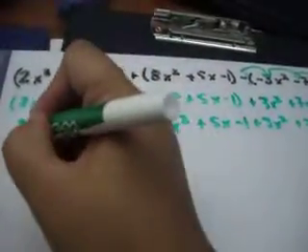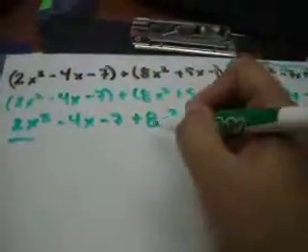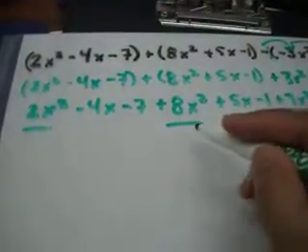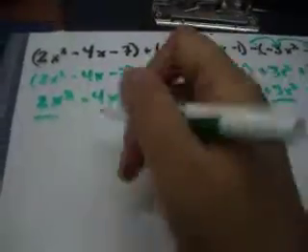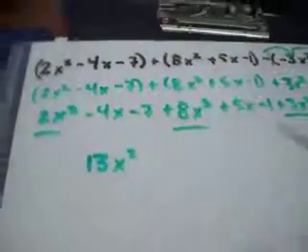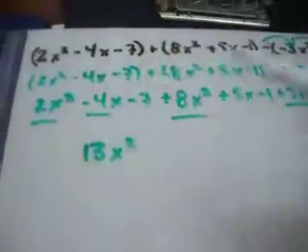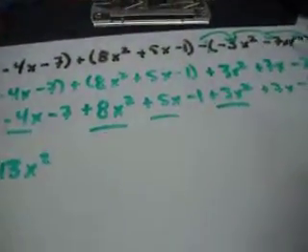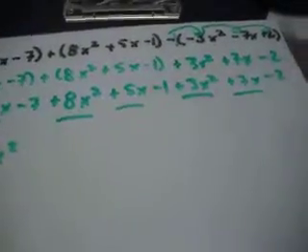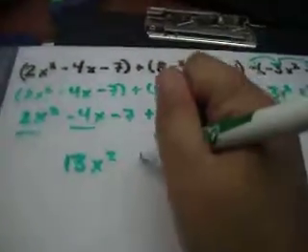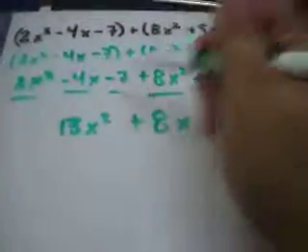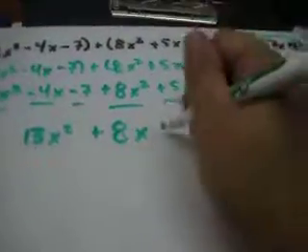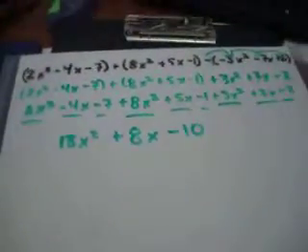So I have here negative 2x here, plus an 8x squared here, plus a 3x squared here, so that's going to be 13x squared. I have a negative 4x here, a 5x there, and a 7x there, so that's going to be positive 8x. And lastly, I have a negative 7, negative 1, and negative 2. Combine all that, we have negative 10. And there's my answer.